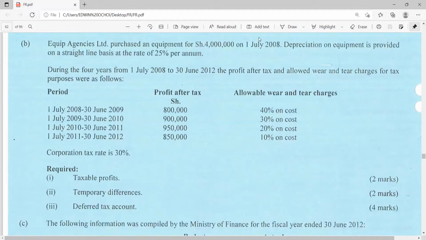So if you can use those questions I do here, and then maybe you ask for some extra questions you will do on some other areas, you would be okay. So let us do this question: taxable profits, temporary difference, and a deferred tax account.